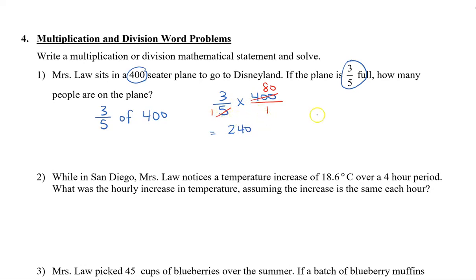So how many people are on the plane? There are 240 people on the plane.